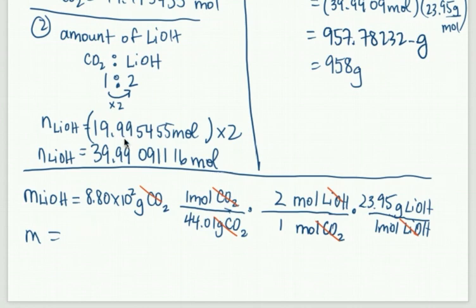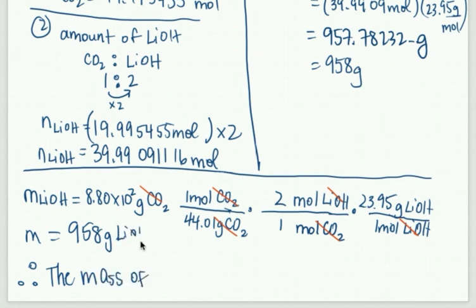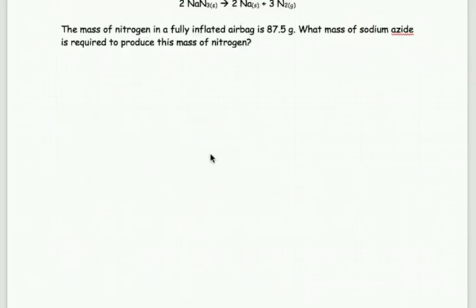All right, and I do get the same number, 958. All right, so let's do a therefore statement. Therefore, the mass of, so this would have been the mass of lithium hydroxide. So the mass of lithium hydroxide is 958 grams. Last one. So again, please practice lots of these before just moving on to the next topic.